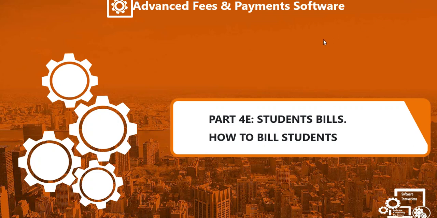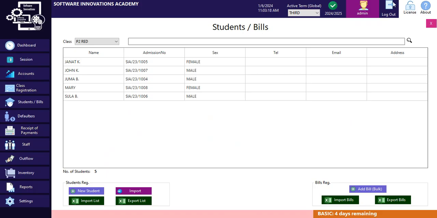In this part, we are going to learn how to bill students. We are still under students' bills. Therefore, here we go. After registering our students, we are going to bill. We are going to establish a billing system. We are going to bill each student accordingly.